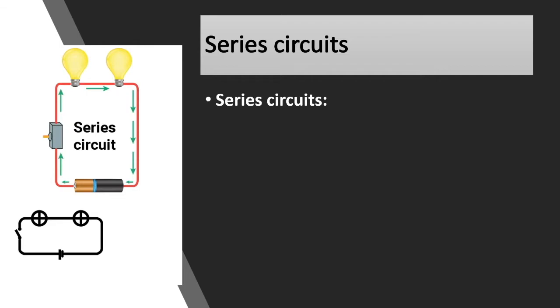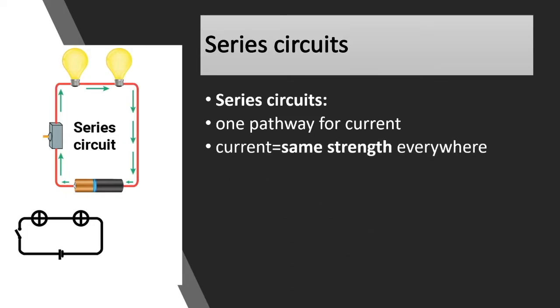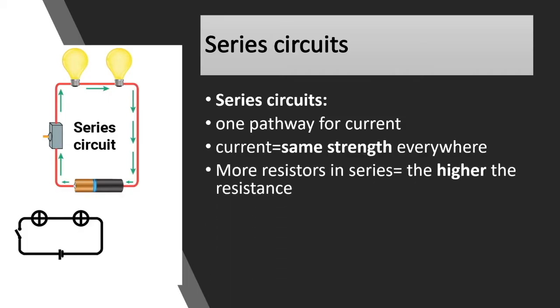In a series circuit, there is only one pathway for the current to flow in. This means that the current will start at one point and flow through one pathway and continue flowing until we switch it off. In a series circuit, the current will be the same strength everywhere as there is only one pathway that the current can flow through. In series, the more resistors we connect, the higher the resistance. This is again due to there only being one pathway for the current to flow in.